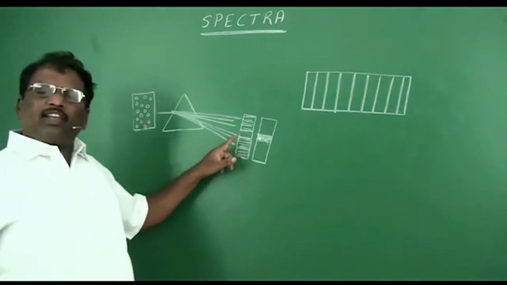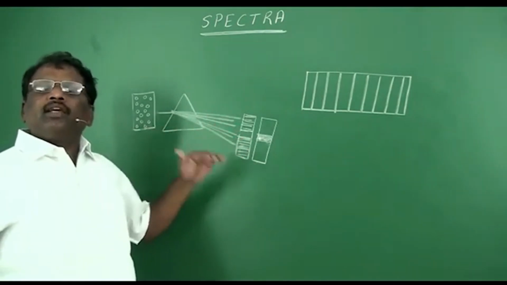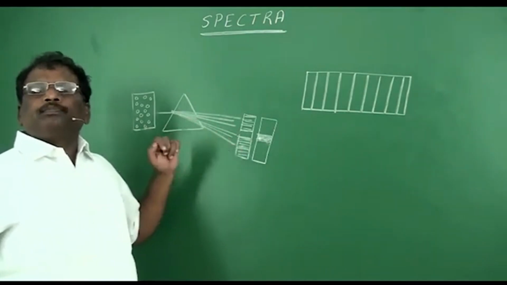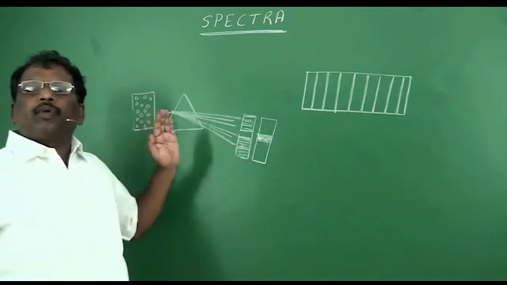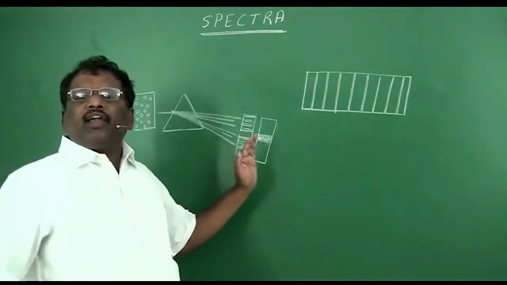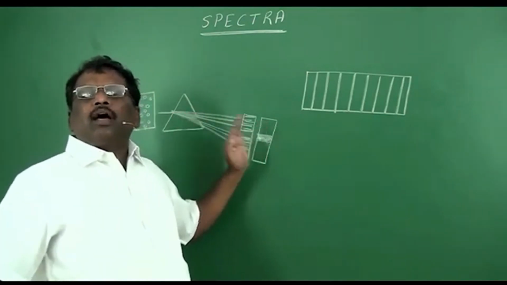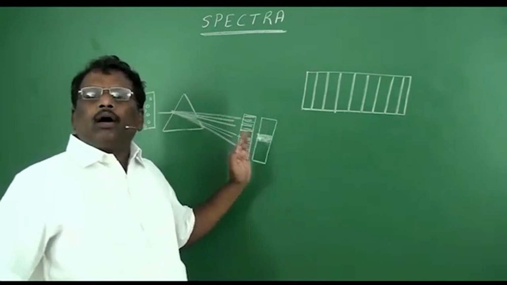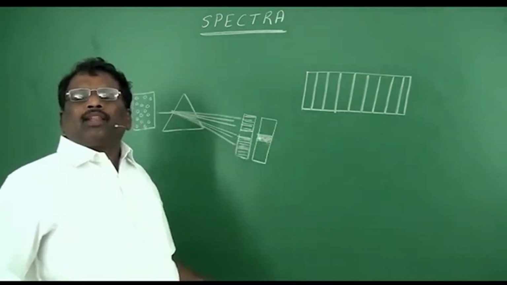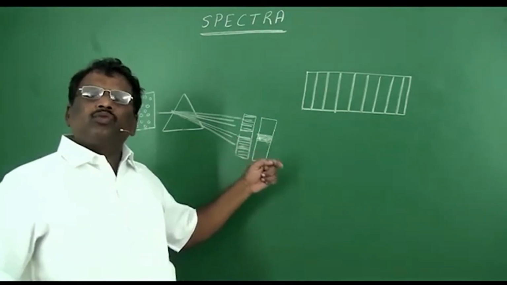This spectra was recorded when atoms are absorbing energy. That's why it is said to be absorption spectra. In absorption spectra, you will find black lines on a white background. The black lines indicate the wavelength of light which was absorbed.